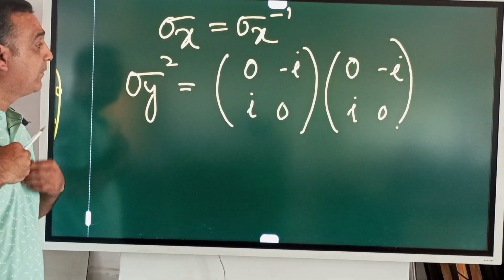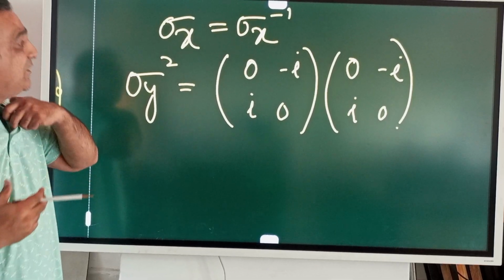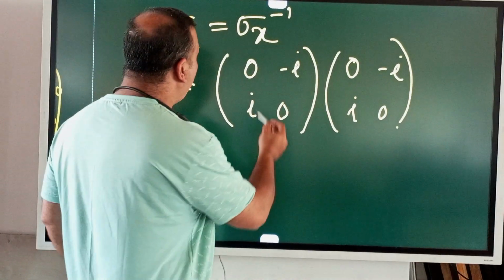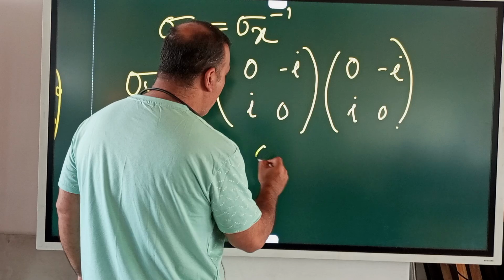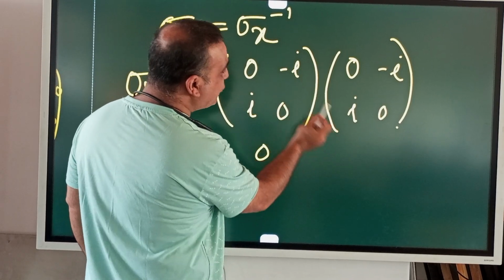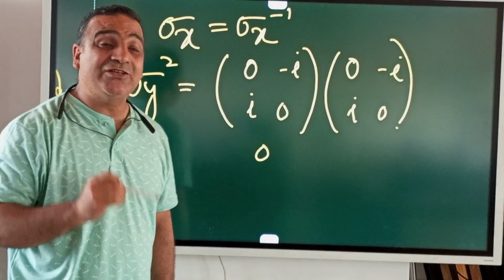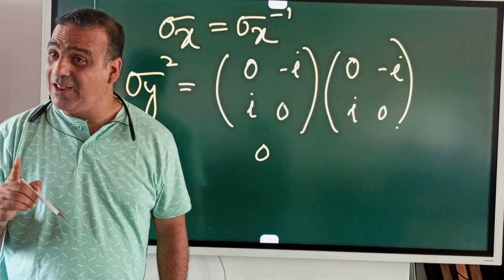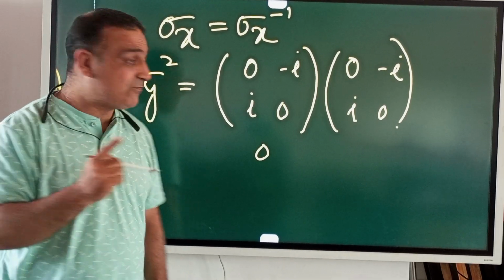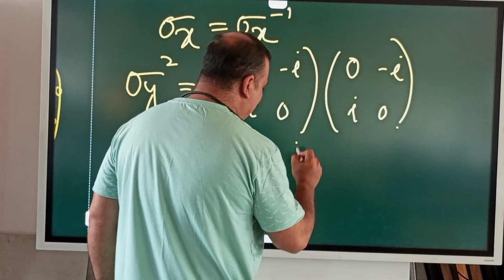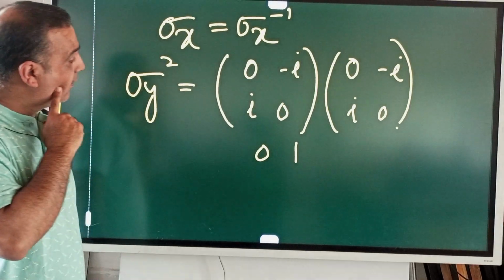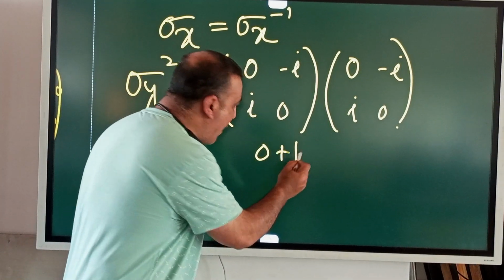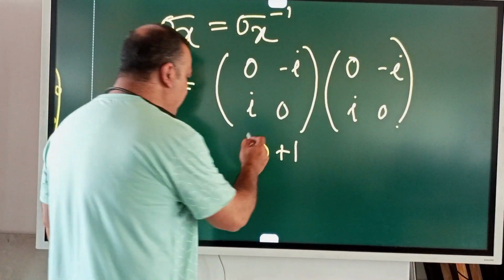Okay, fine. So let's multiply the two matrices. What will you get? Here you will have 0, and iota times iota gives iota square. Iota square is minus 1, and minus times minus gives plus 1. So I'll get 1 here, 0 plus 1. This is the first term.